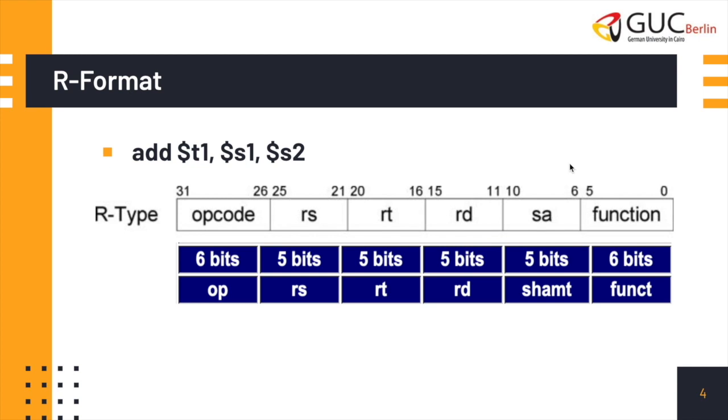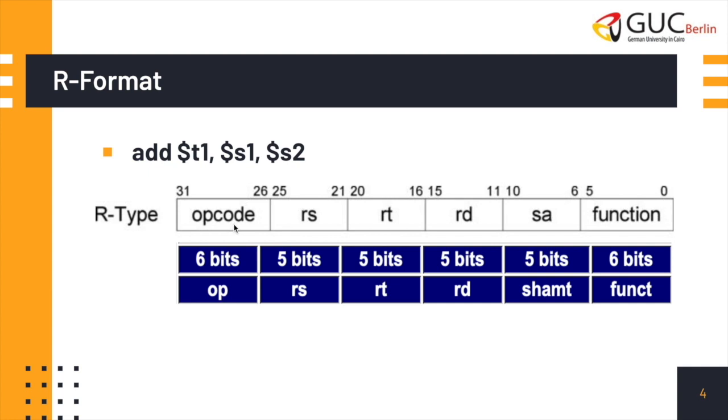The first example is an R format instruction example. We have here add T1, S1, and S2. We are adding the values of S1 and S2 and storing them in T1. As you recall, the R-type instruction is divided into an opcode, which consists of 6 bits, an RS, which consists of 5 bits, RT, which consists of 5 bits, RD, which consists of 5 bits, shift amount, or SA, which consists of 5 bits, and finally the function, which consists of 6 bits.